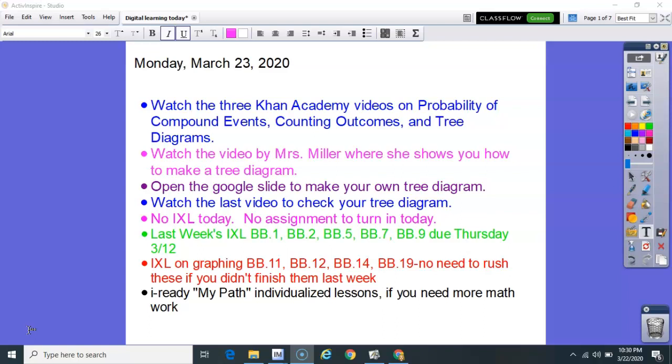Let's look at our agenda for today. We are going to move on to probability of compound events this week.